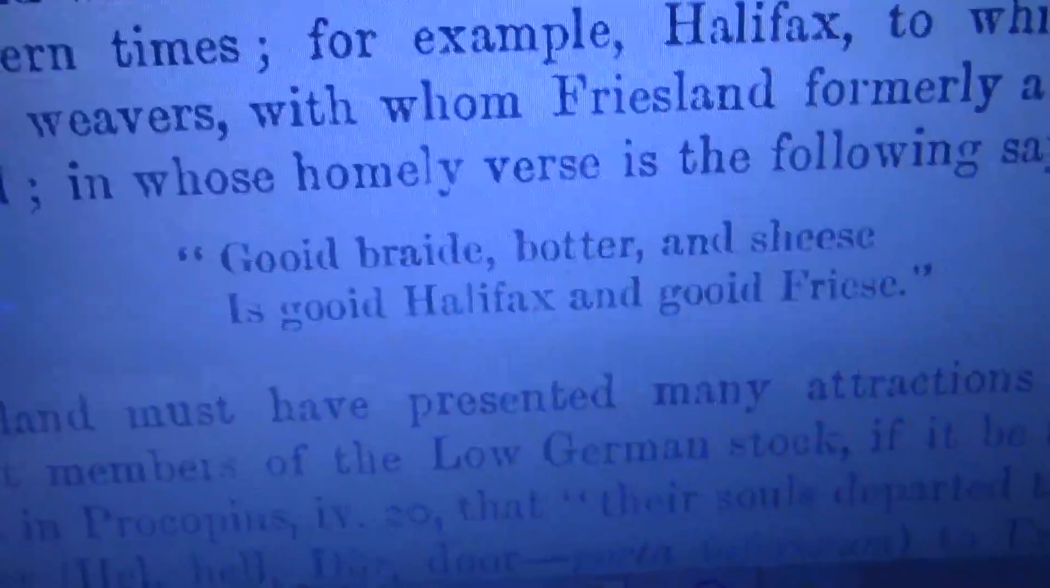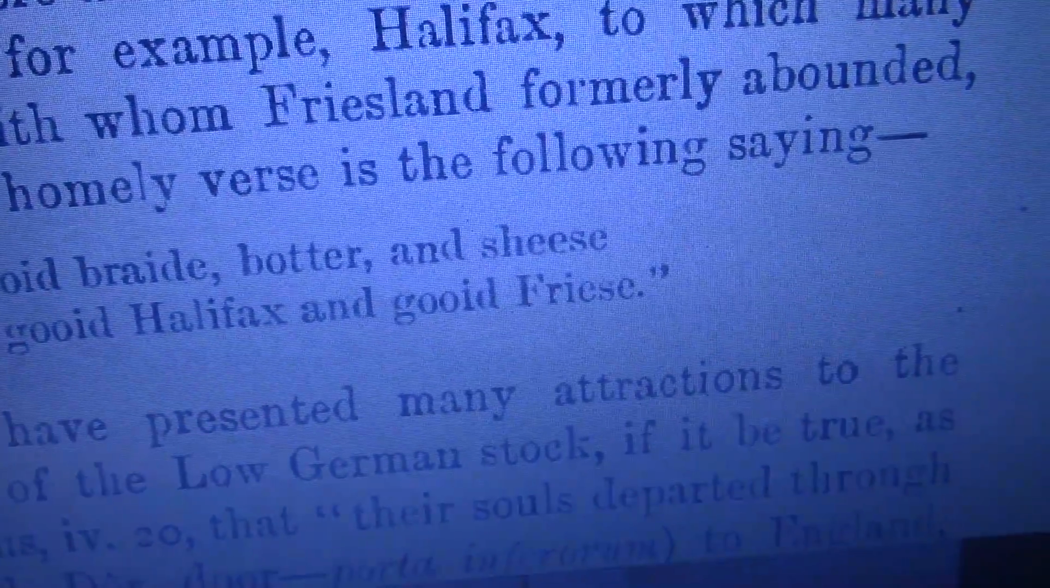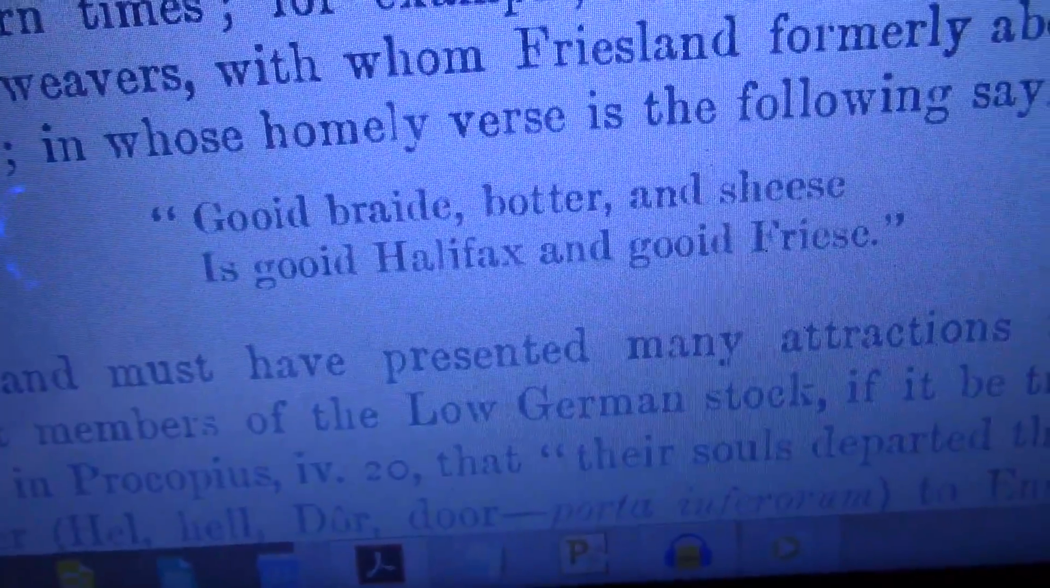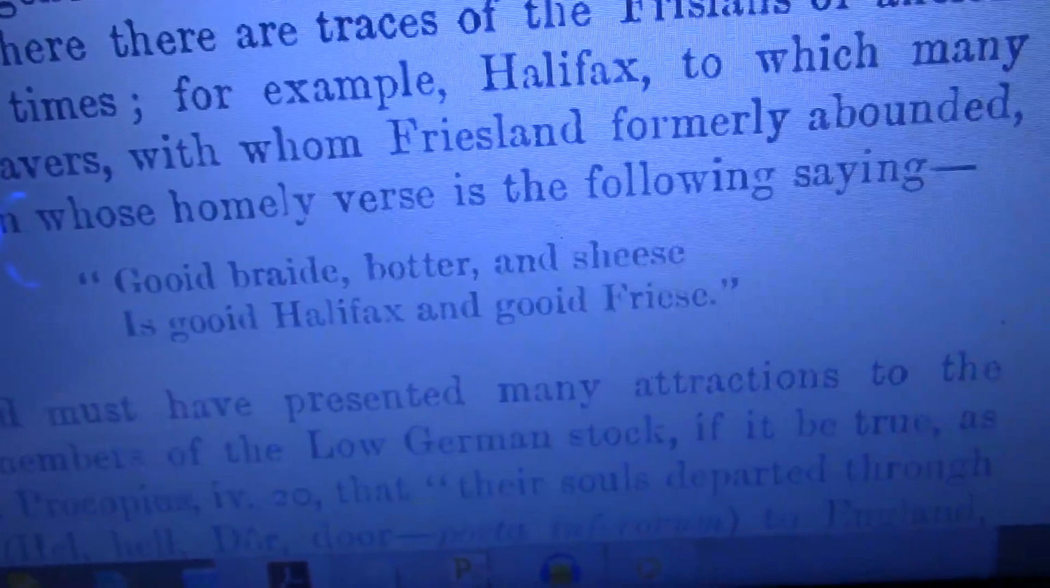Alright, so I'm going to show you guys what I'm talking about. Hang on. There we go. So, good bread and butter and cheese is good Halifax and good Fries. I don't know whether people today still have this motto, if you will. Perhaps in some parts of Halifax today, you might find some of this. But, yeah, not many people know about that. It shows how even up to later in history the Frisians still have an influence.